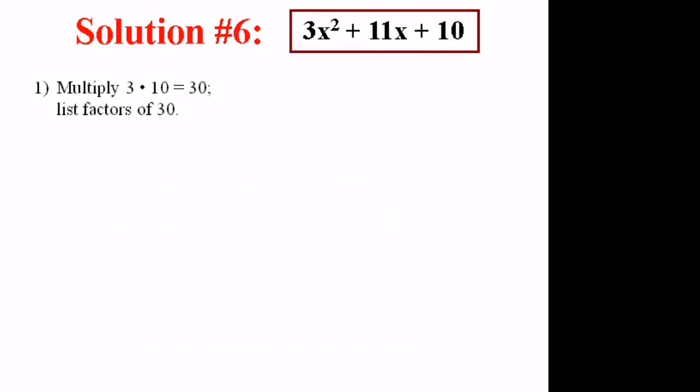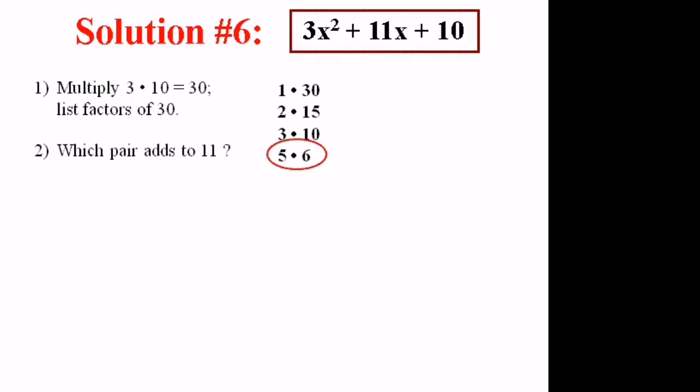For our last solution, number 6, 3x squared plus 11x plus 10. So 3 times 10 is 30. We just list all the factors. 1 and 30, 2 and 15, 3 and 10, 5 and 6. So those are factors of 30. Which pair adds to 11 as our middle term? That is 5 and 6.